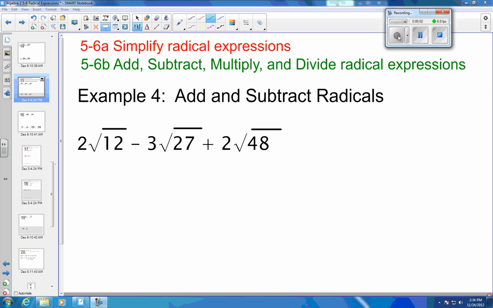Algebra 2, this is Chapter 5, Section 6. This is the 5th video in the series. This is example 4 from the book.